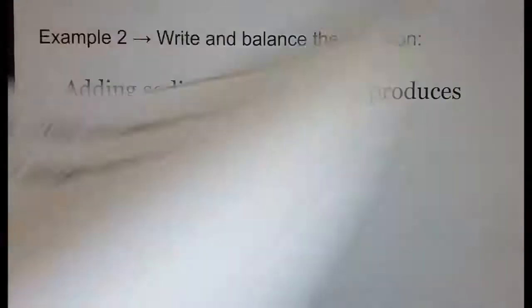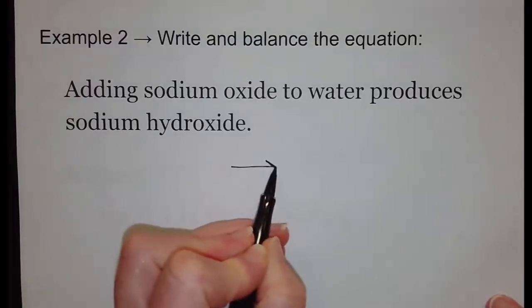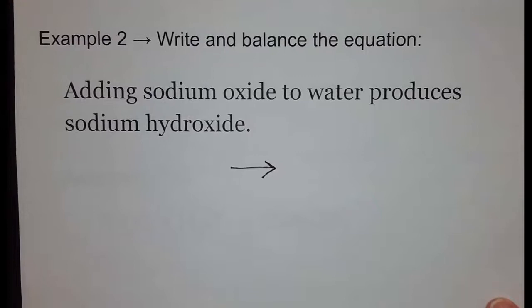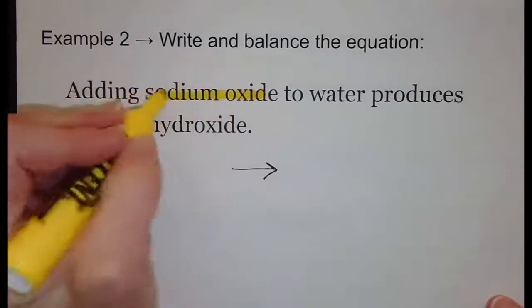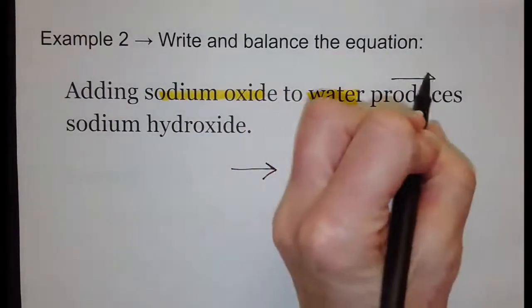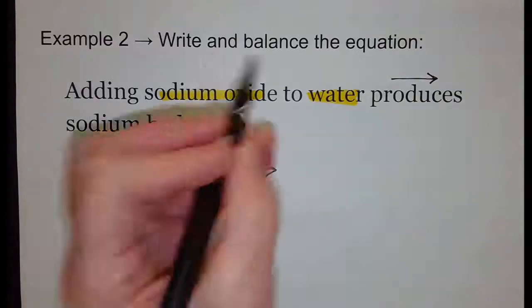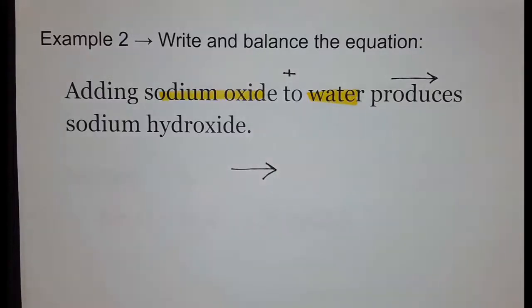Let's do example number 2. Adding sodium oxide to water produces sodium hydroxide. Well, I'm going to start with the yield sign because for me, that divides the products and the reactants in my brain. Adding sodium oxide to water, so those are our reactants. Produces, that is our yield sign. So we have sodium oxide plus water produces sodium hydroxide. And we only have one product here.